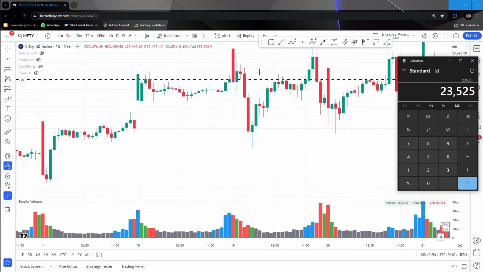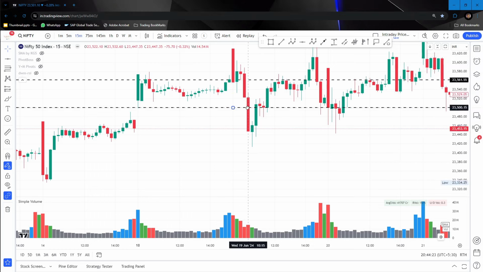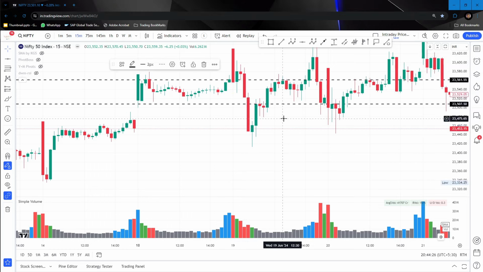Now minus 17.5. What is 17.5? 35 divided by 2 is 17.5. Why 17.5? 1:1 is done. Now I am trying for 1:1.5. Okay. So our entry point is 23,560 minus 35. First 1:1 done. Then minus 17.5. So 23,507 is my second target, which I've got. Where is 23,507? It is over here.